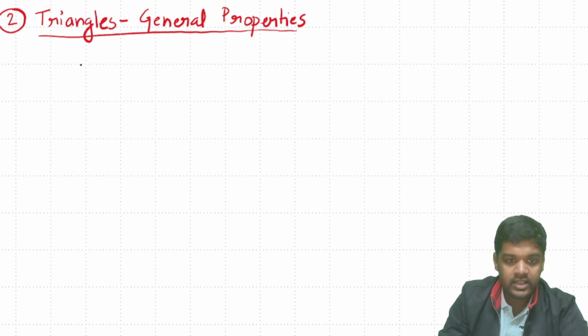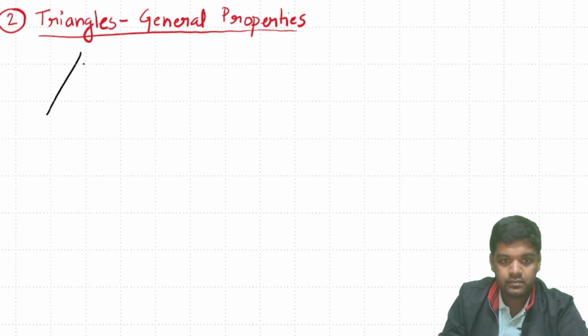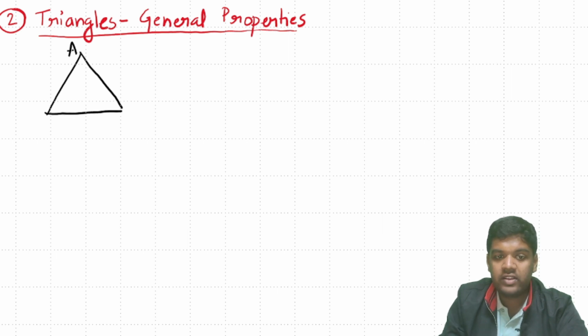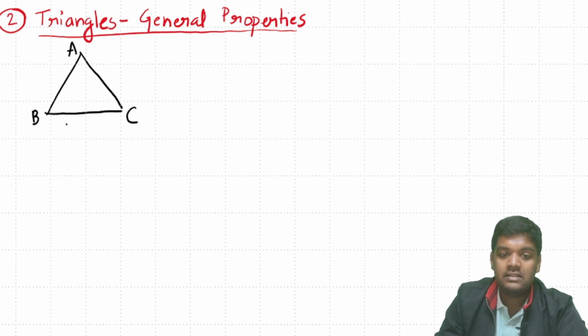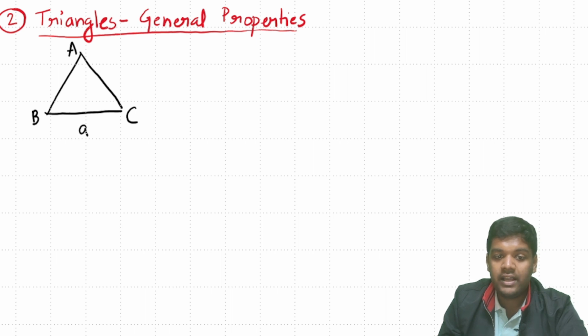So let's draw a triangle. And let's call this triangle A, B, C. Whenever we are denoting a triangle, we use capital letters. Also, we will denote the sides with small letters. For example, side BC will be denoted as small a. This angle, opposite to side BC is capital A, so the length of the side BC will be small a. Similarly, side AC will be denoted as small b and side AB will be denoted as small c.